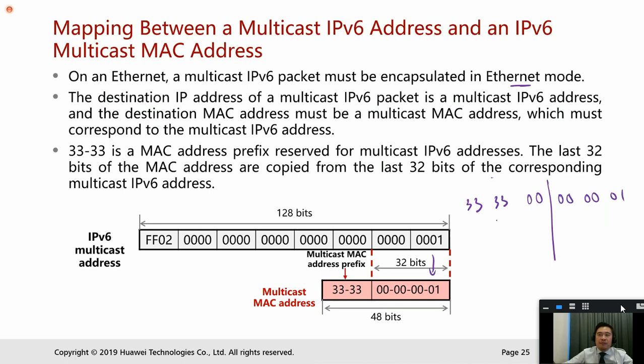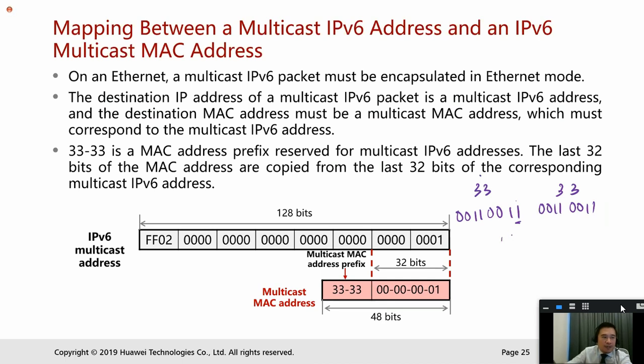But how do you know that? You remember the requirement for a multicast MAC address? The first byte's last bit must be 1. So 33, how do you convert the 33? Let me convert the 33 first. The first byte, 33, is 0, 0, 1, 1, 0, 0, 1, 1. When the last bit of the first byte is 1, it is considered multicast.